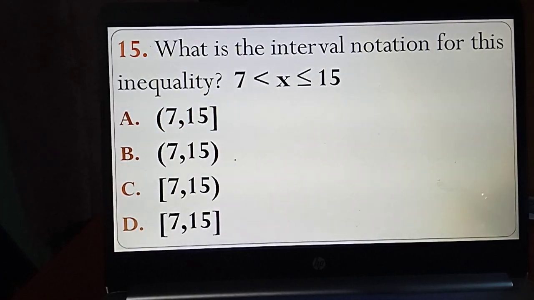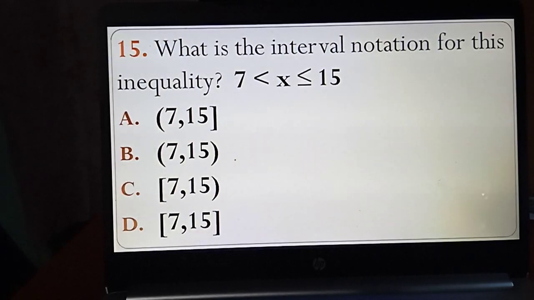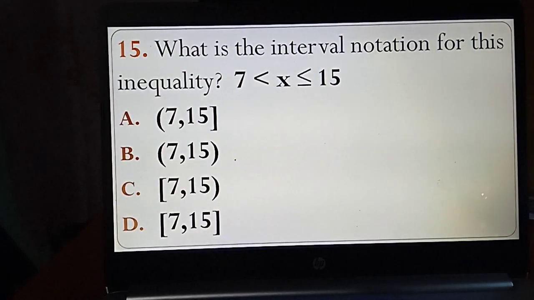Okay. Number 15. What is the interval notation for this inequality? X is greater than 7 and x is less than or equal to 15. This means that 15 here is included. See, 7 is excluded and 15 is included. So letter A, 7 is excluded, 15 is included.